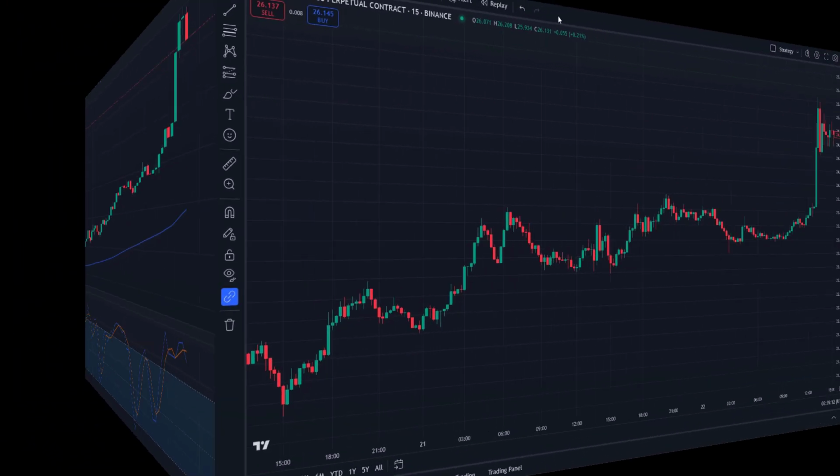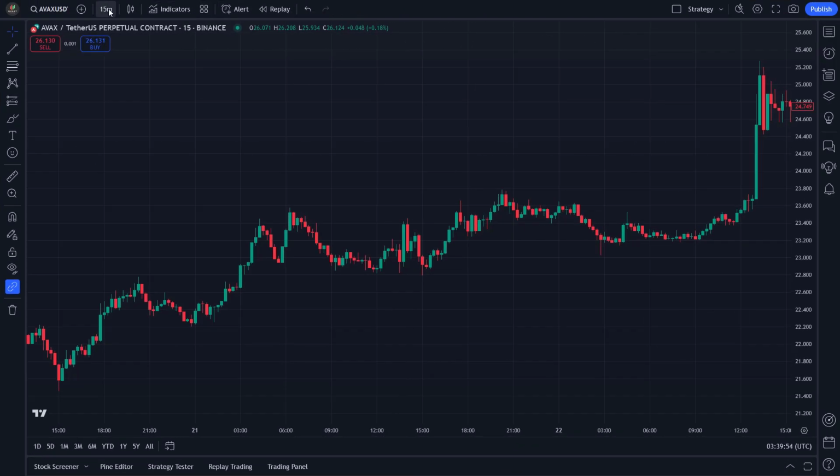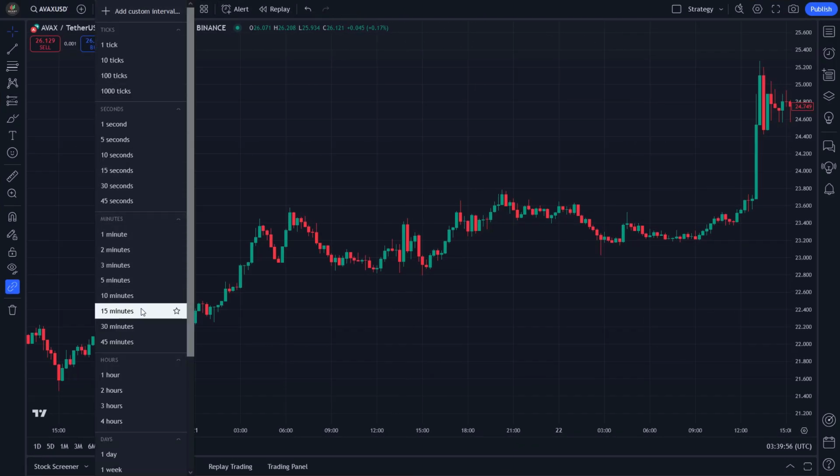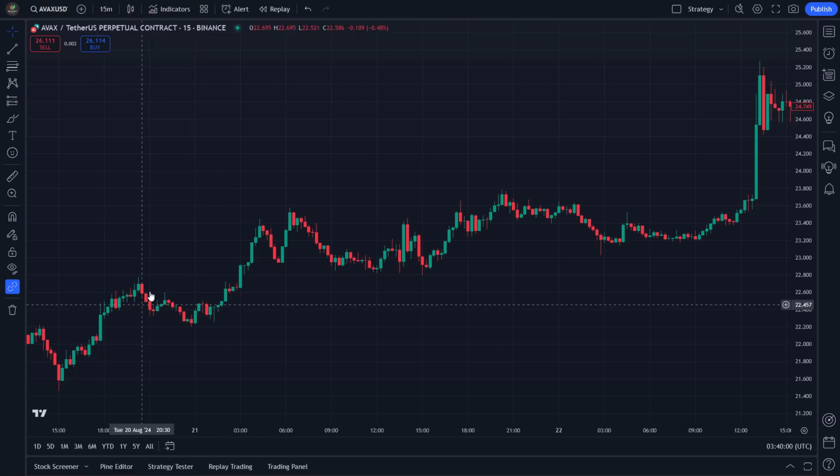So let's get started. This strategy operates on a 15-minute time frame. Let's open the chart and start adding the indicators. The strategy incorporates just two free TradingView indicators along with the exponential moving average to help us identify trends. I'll explain how each indicator functions as we add them one by one.